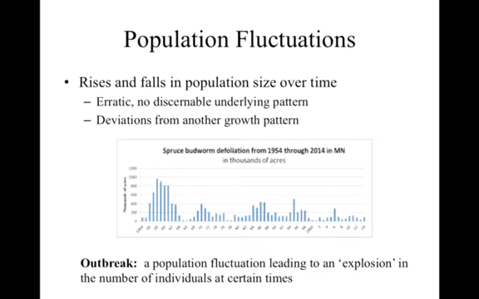So here's an example for spruce budworm, and what you see is that one year we've got about 800, it bounces down to about 300, it's back up to about 400, it's gained 400 a few years later, and basically there's no real pattern to that. We just have these outbreaks, these explosions in the number of individuals at certain times for no good reason. It's kind of erratic.